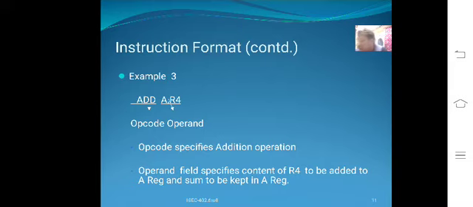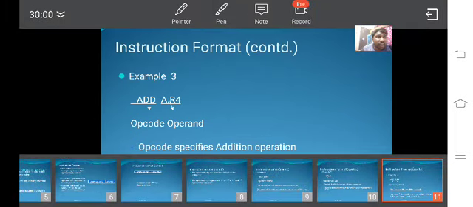ADD A, R4. Here ADD is the opcode, A, R4 are the operands. The opcode specifies the addition operation. The operand field specifies the content of R4 to be added to the A register. The sum is kept in the A register.